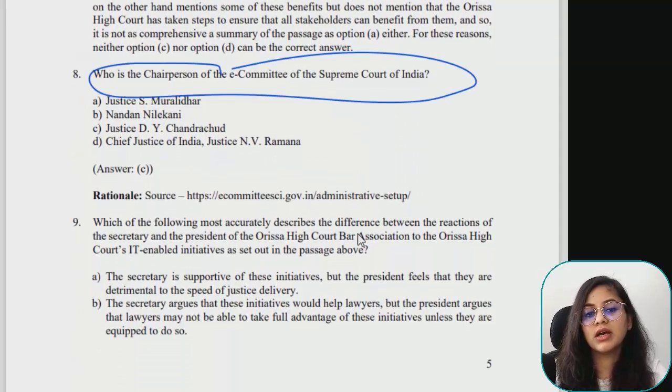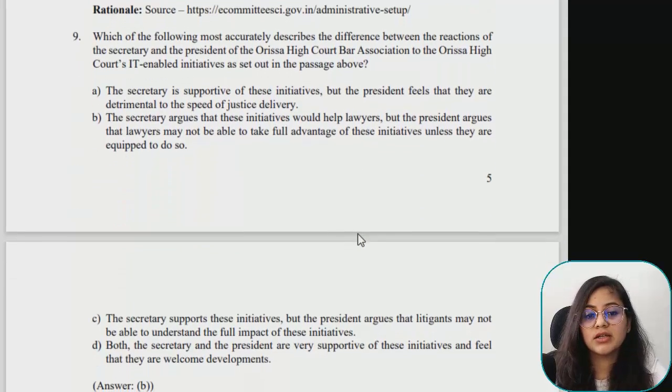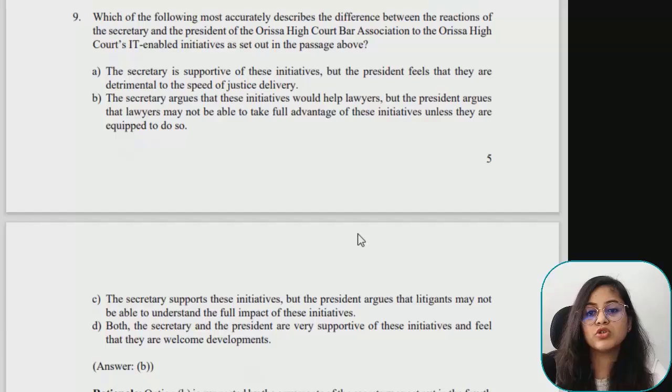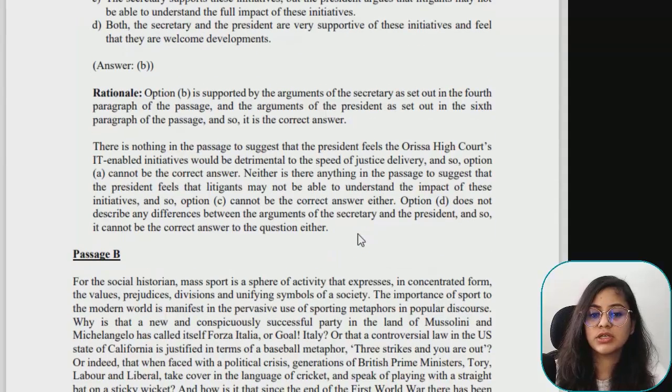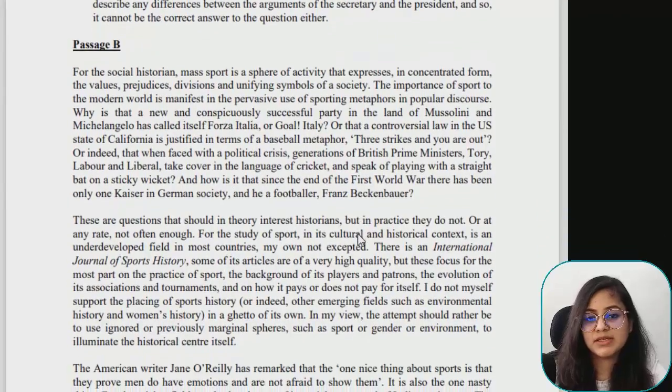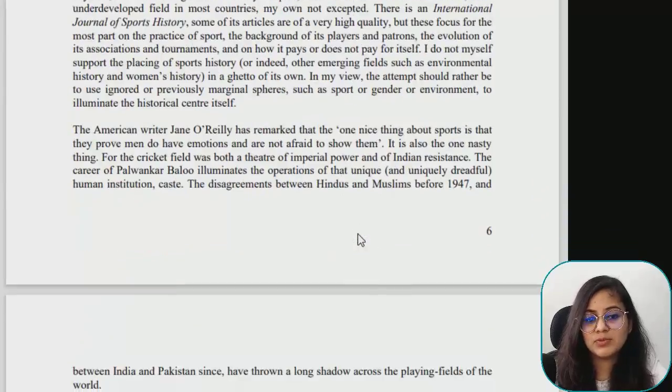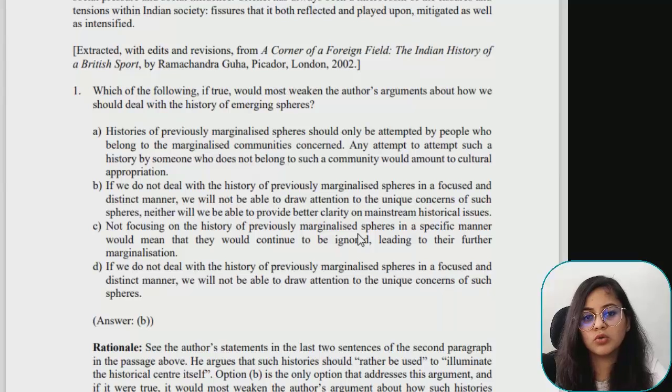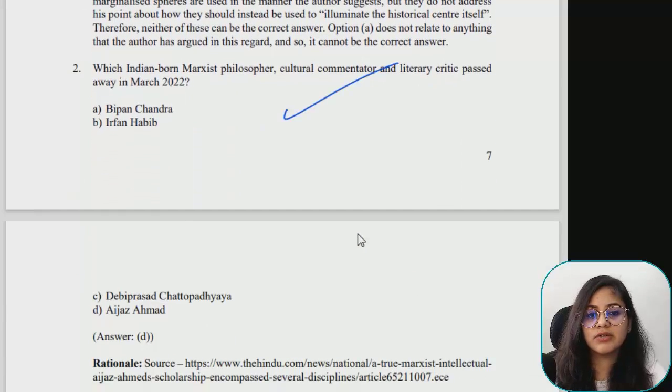Then chairperson of E committee. This is also a legal current affairs question. Justice D.Y. Chandrachud is the correct answer. Then here, most accurately describes the difference. So this is again your English critical reasoning. Coming on to passage B. Here in passage B again, this is basically the passage. This relates to sports. Now here this is all critical reasoning, current affairs.